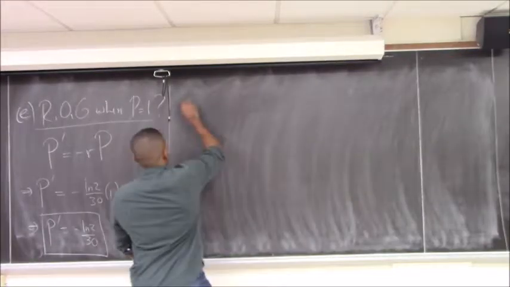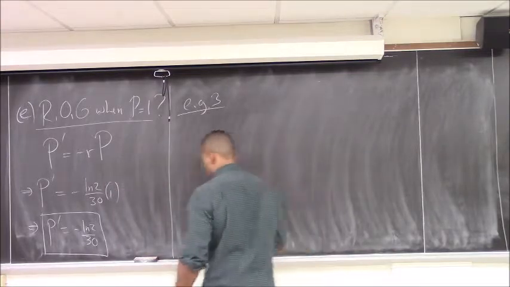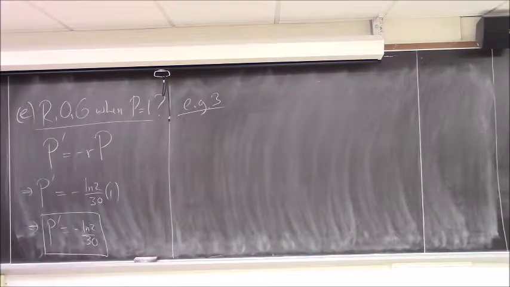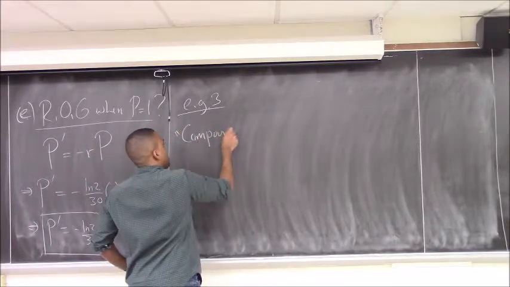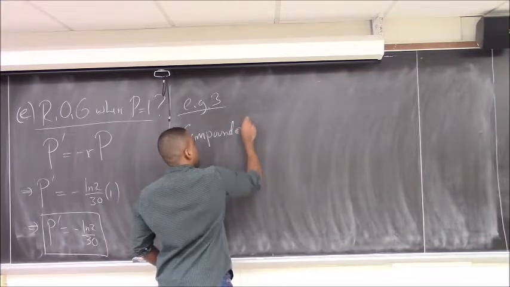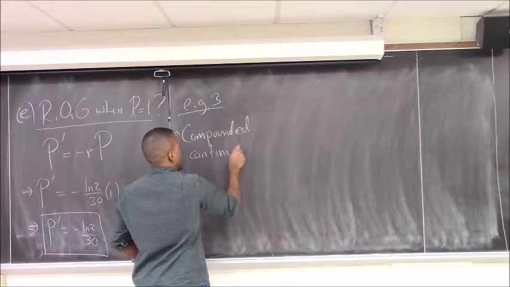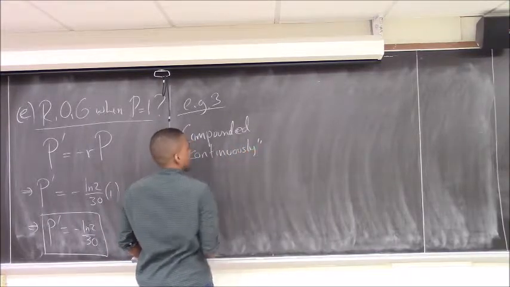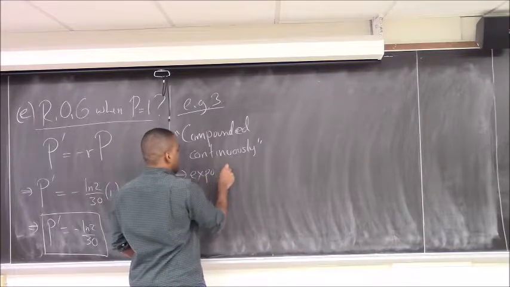Let's move on to example 3. So in example 3, we're talking about money being compounded continuously. So here we see the phrase compounded continuously. That basically means exponential growth.